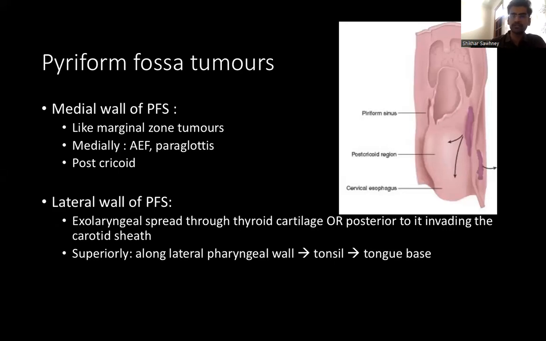Looking at pyriform sinus tumors, talking about the medial wall of pyriform sinus tumors first, they behave exactly like the marginal zone tumors. They may grow medially and involve the aryepiglottic folds and the paraglottis. They may grow posteriorly and involve the post-cricoid area.